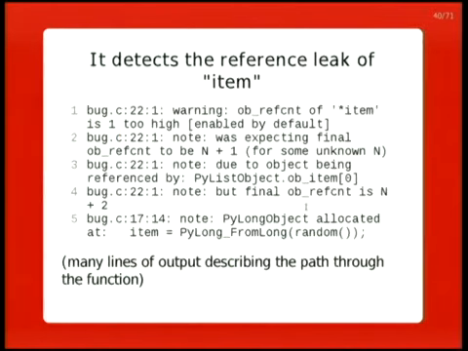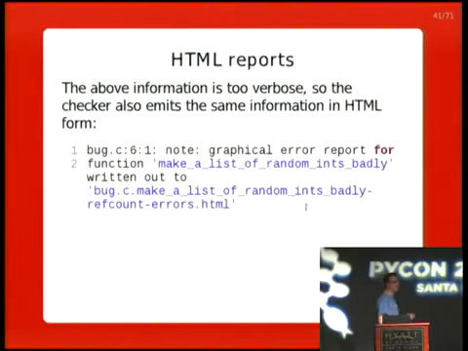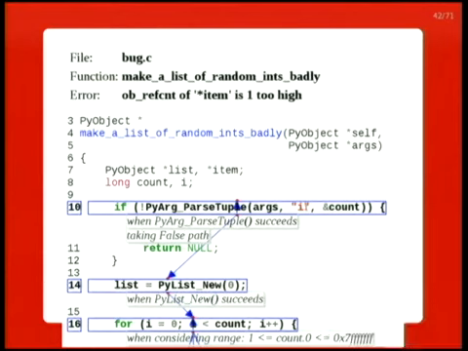And then the next warning detects the reference count leak on the item within the loop. It tells us we were expecting the reference count to be this value, because it's tracking what pointers are pointing to this object and what the value of the reference count is. When it notes a mismatch at the end of the function, it warns you about it, based on a particular path through the function. There's many lines of textual output describing that, but because I got sick of reading the text reports, it will also generate an HTML report describing this.